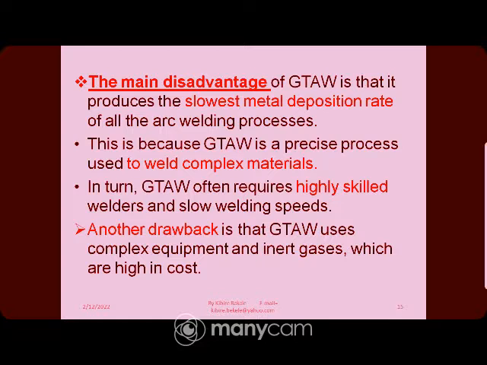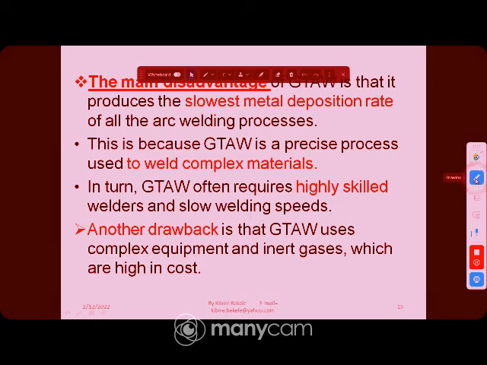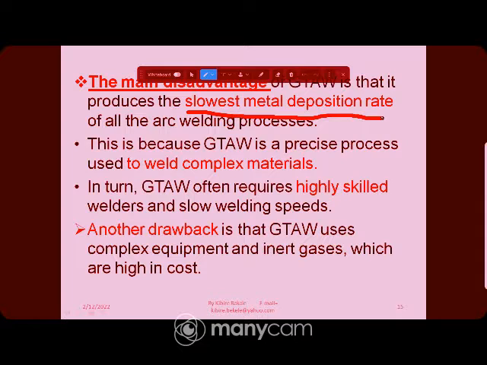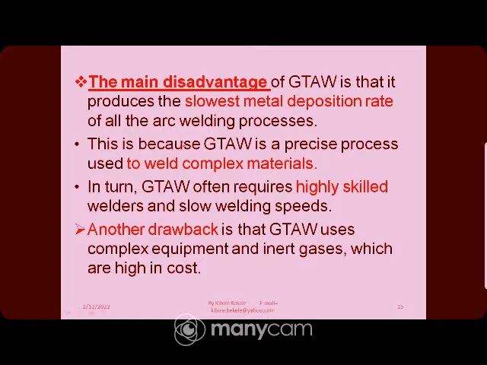So the main disadvantage of gas tungsten arc welding is that it produces the slowest deposition rate of all the welding processes. When compared with other welding processes, the deposition rate is slow. So this means it is also the slowest welding speed. So this is one disadvantage of the gas tungsten arc welding process.